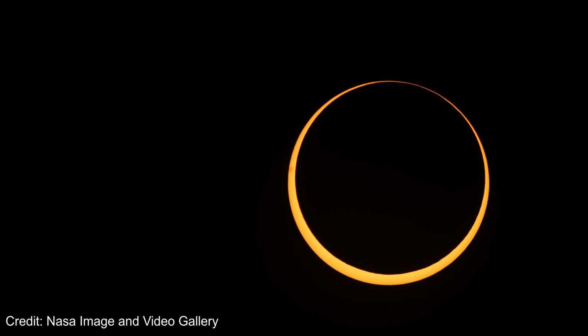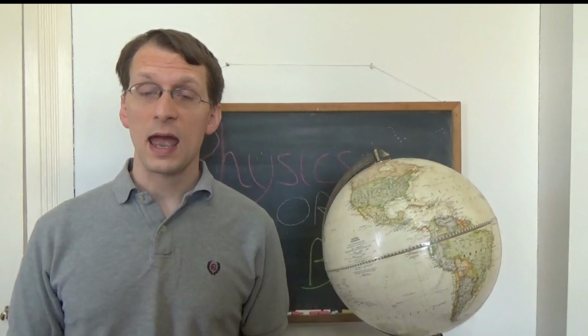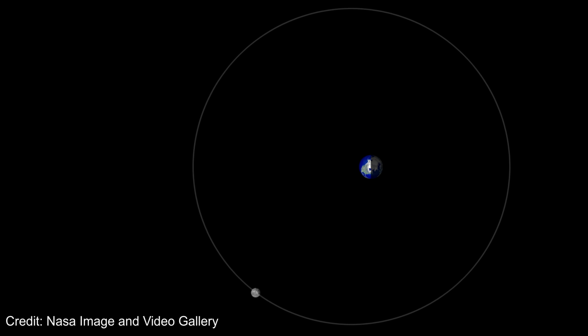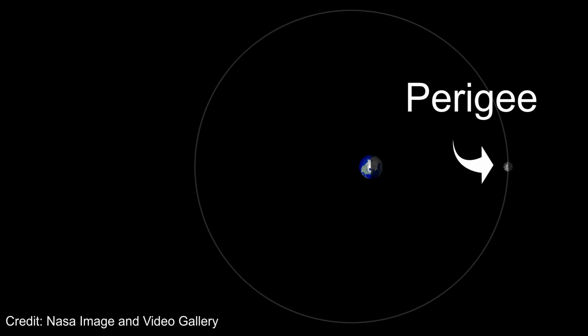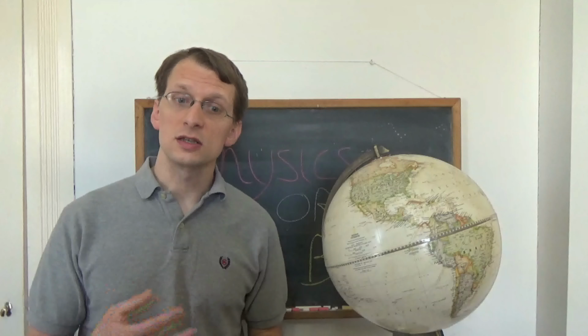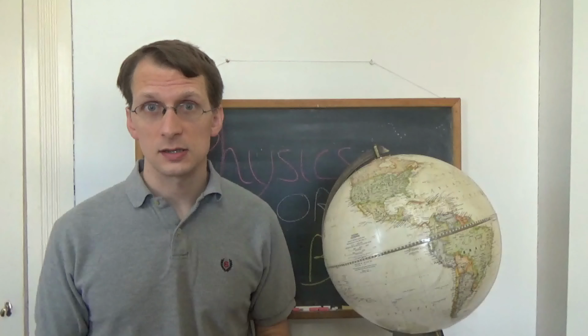The other type we'll see is a total eclipse, and that happens at perigee, where the moon is at its closest to the earth. You actually get a part of the earth in the umbra, in that full coverage shadow of the moon, and that's where you're going to see the total solar eclipse.